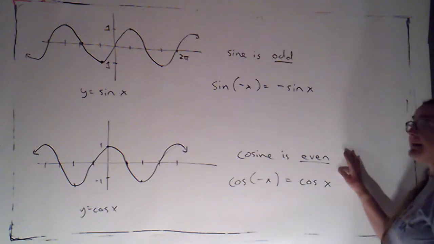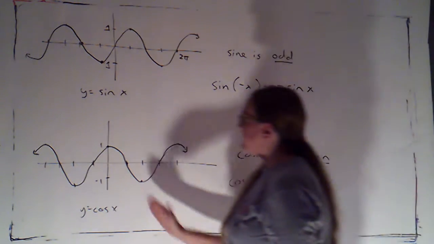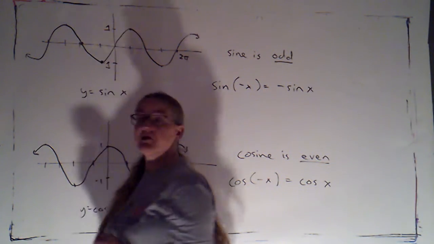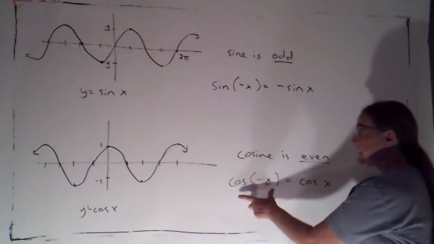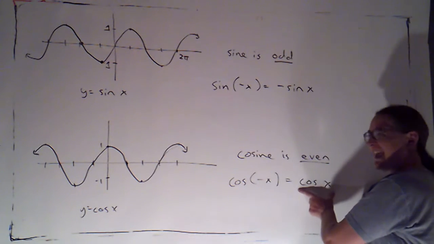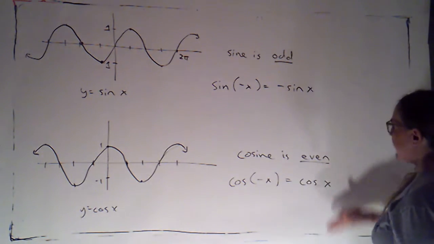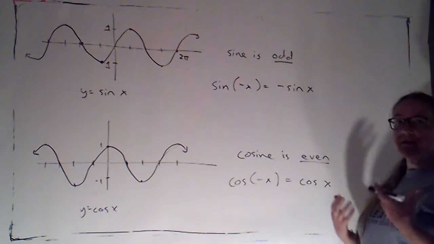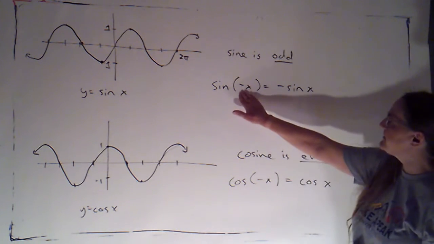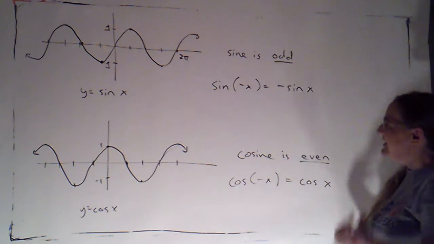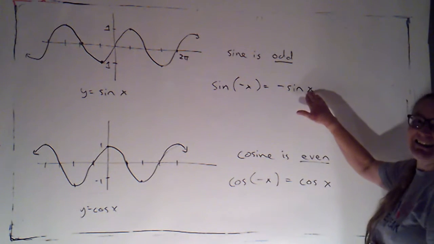Cosine, on the other hand, is even. This graph is symmetric about the y-axis. The left side is just a mirror image of the right side. And what that means is that the opposite input gives me exactly the same output. So these identities allow me to simplify things so that if there's a negative sign in the input to my trig function, I can make it so that there's no negative sign on the input.